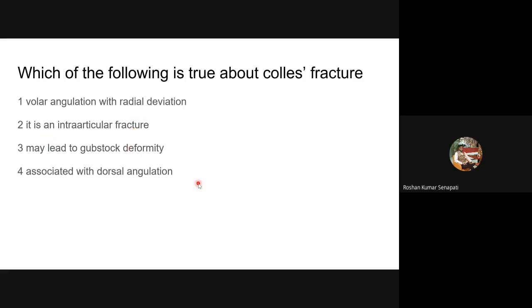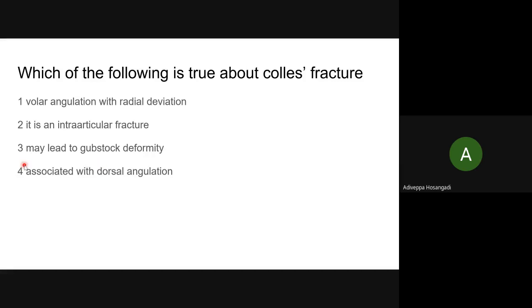It is extra-articular, sir. Yes, very good. There is a choice. Which one is the choice? It is here. It is intra-articular. No, which is true? Which is true? It is the question. Oh, sorry, sir.